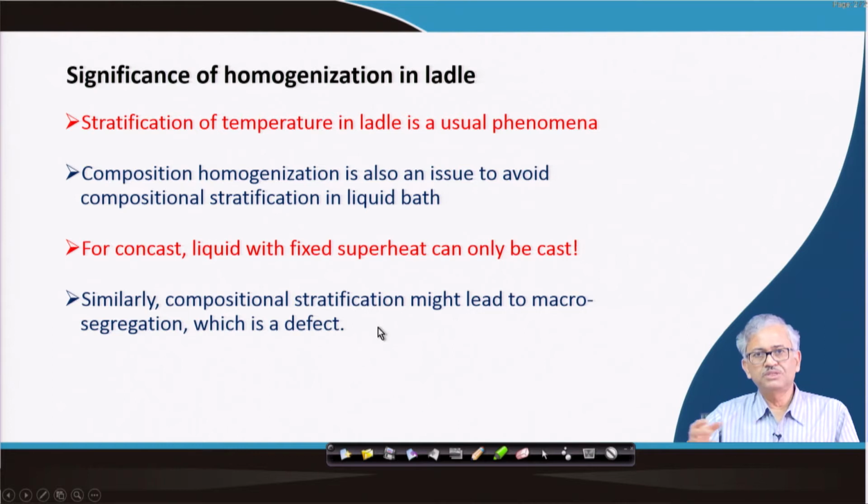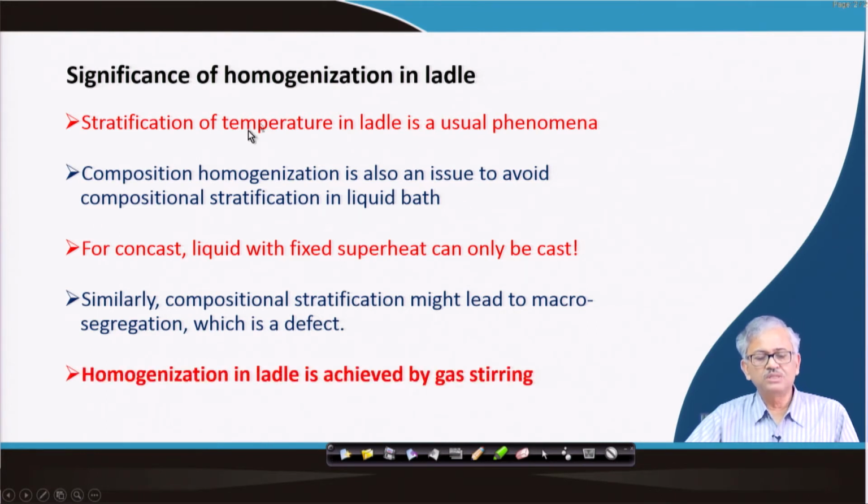Similarly, with compositional stratification, if you have more of a certain composition in the liquid and then less, as a result, during solidification you can have macro segregation. Macro segregation is a defect, because in some location you can have impurity or the alloying element, whatever it may be, segregated, right? Some place it will be more, some place it will be less. That will give rise to a stratification. Compositional stratification in the ladle can give you macro segregation in the bath, and also in the solidified cast. And macro segregation is a defect, right? I will talk about that.